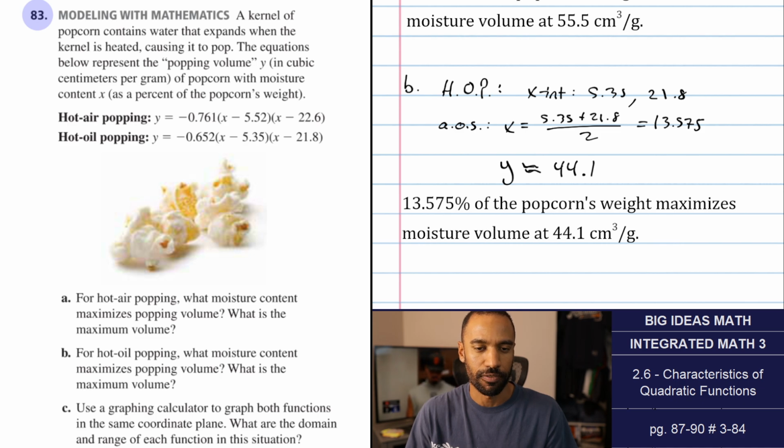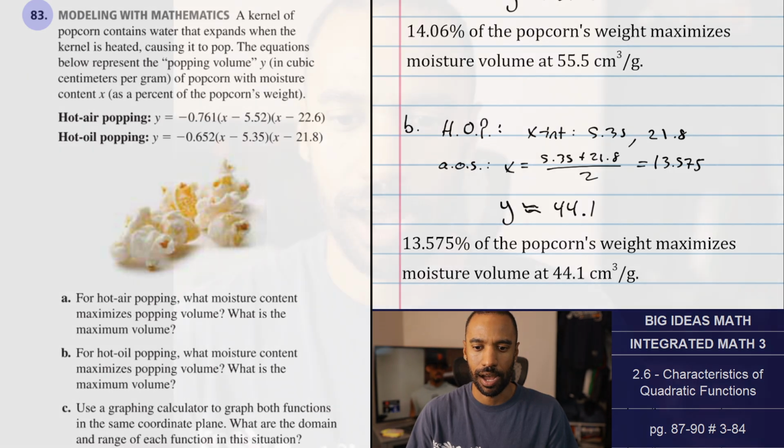What are the domain and range of each function in the situation? Okay, so I started to do all this stuff here on the calculator. Now I gotta actually type them in. I wish I knew to type them in beforehand, so now I gotta redo all this. So let me get this stuff ready. This is how you can follow along. We're gonna get negative 0.761 times x minus 5.52 and x minus 22.6. And then the other one is negative 0.652 times x. Takes a while to click.